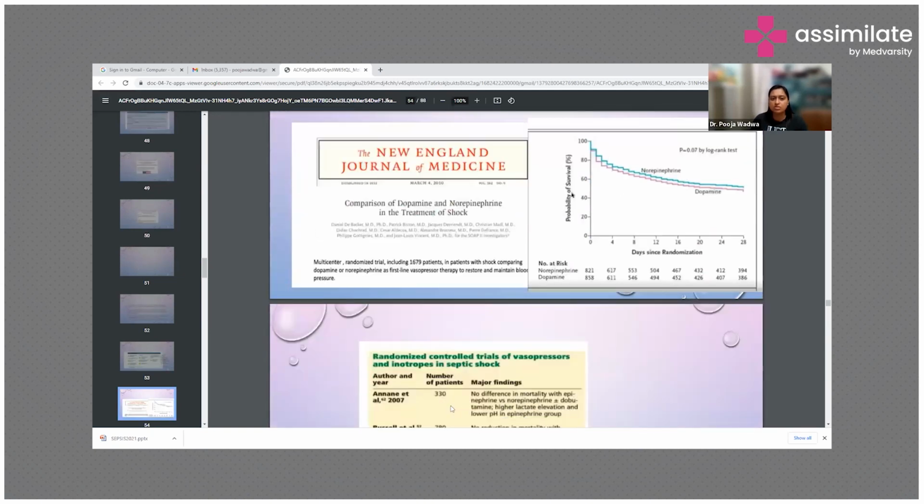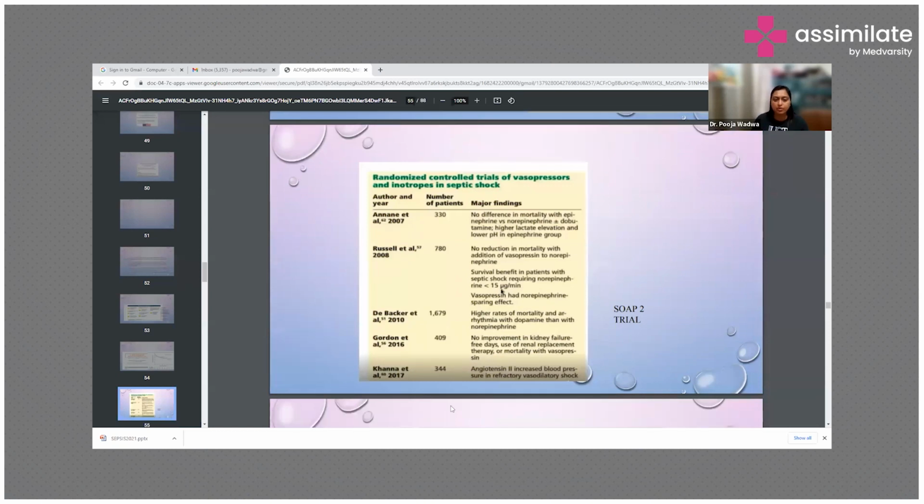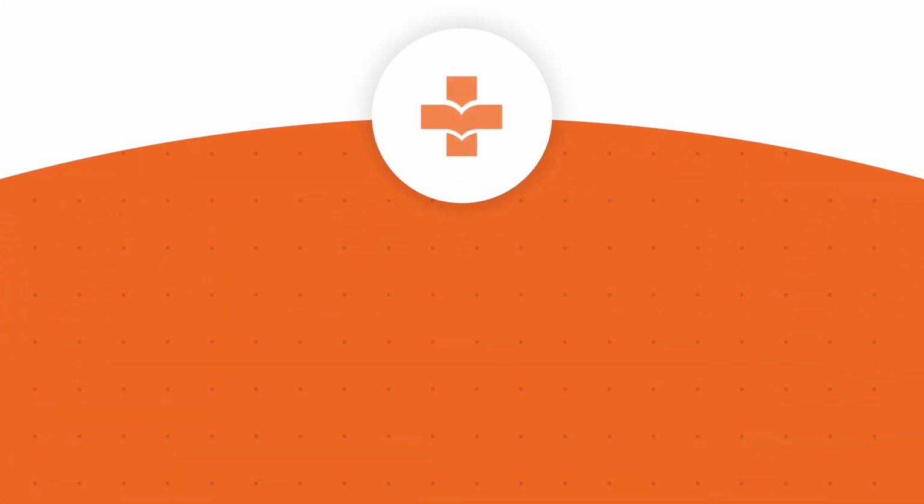This was a comparison of dopamine and norepinephrine in the treatment of shock, which was published in 2010 in NEJM. It showed that norepinephrine is better in achieving MAP as compared to dopamine. This was a randomized controlled trial, which showed no mortality difference between the use of various drugs.